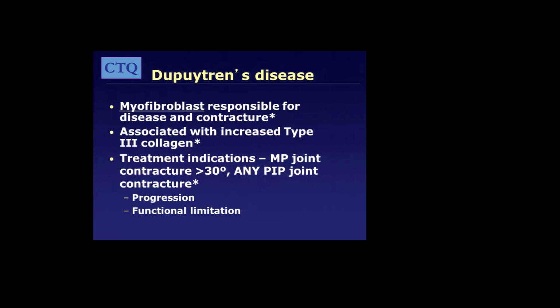Dupuytren's disease is caused by a contracture from the myofibroblasts. It's associated with an increase in type 3 collagen. Treatment indications include greater than 30 degrees of contracture at the MP joint and any degree of PIP joint contracture, particularly when associated with progression or functional limitations.